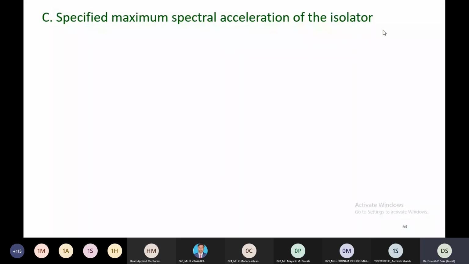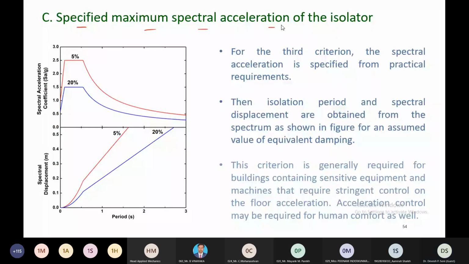And the last criteria, where spectral acceleration is specified. So we can have a look at this figure. See, the spectral acceleration is fixed, right? And then from spectral acceleration, we can read the time period, and then we can read the spectral displacement. Okay. So third criteria is particularly useful for the design of secondary system. Okay. When the building holds some sensitive equipment and some sensitive machinery, for the design of the isolation system of this machinery, the third criteria is usually used. Okay. Because acceleration control may be required for human comfort as well.